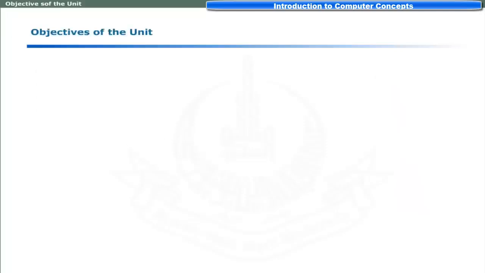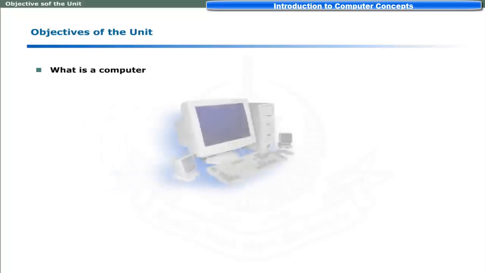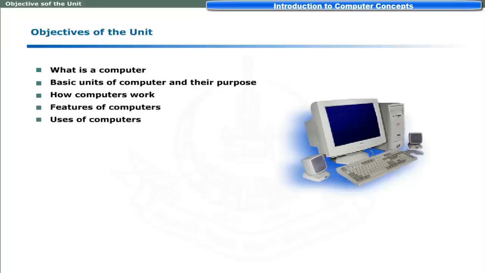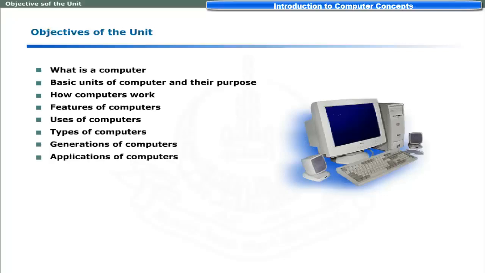When you have completed this unit, you must be able to explain what is a computer, basic units of computer and their purpose, how computers work, features of computers, uses of computers, types of computers, generations of computers, applications of computers, and basic computer operations.